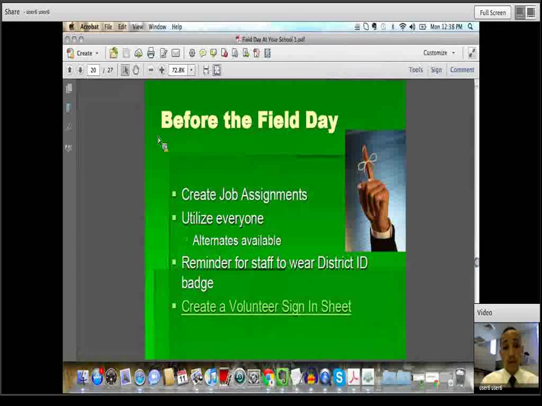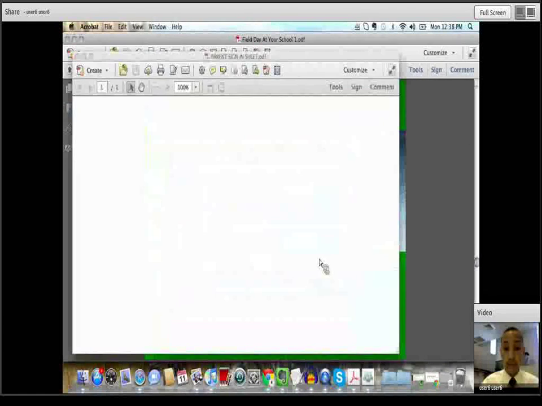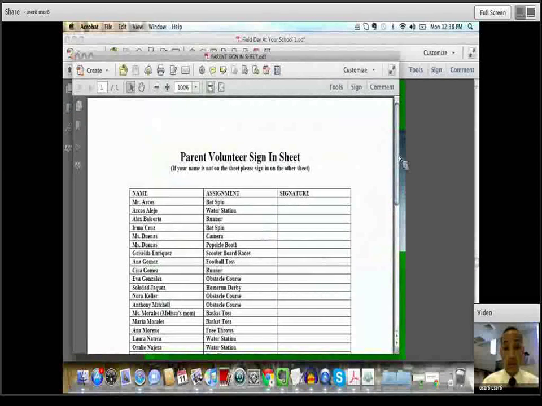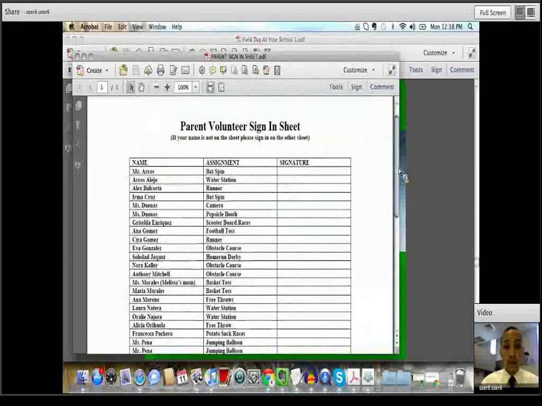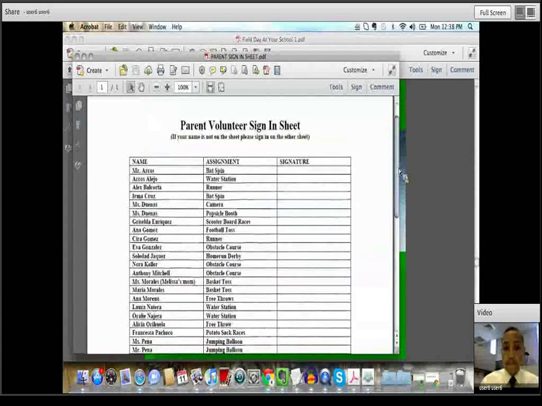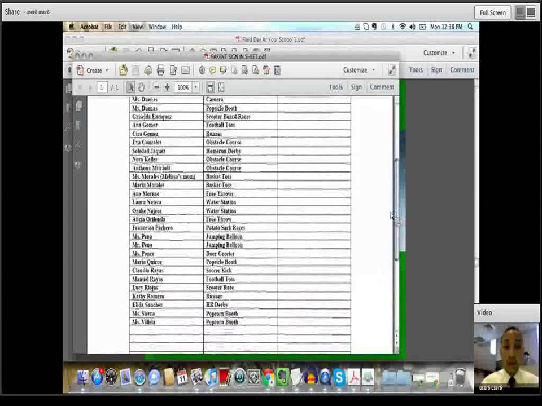Before the field day, after you know all the volunteers that are going to help, create the job assignments. Utilize everyone and have alternates available if feasible. Very important to remind the staff to wear a district ID badge so they can be easily identified. There's a sample volunteer sign-in sheet with the parent's name and the assignment for the big day.